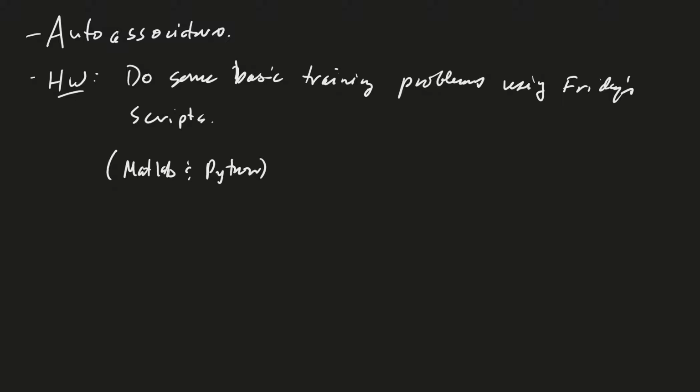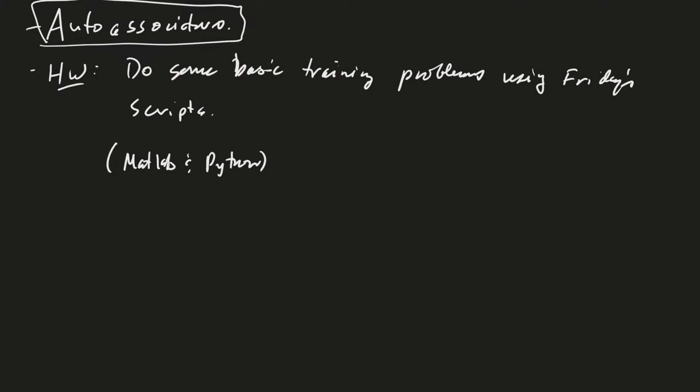All right, so what I want to talk about today is the autoassociator. It's a special type of neural net.